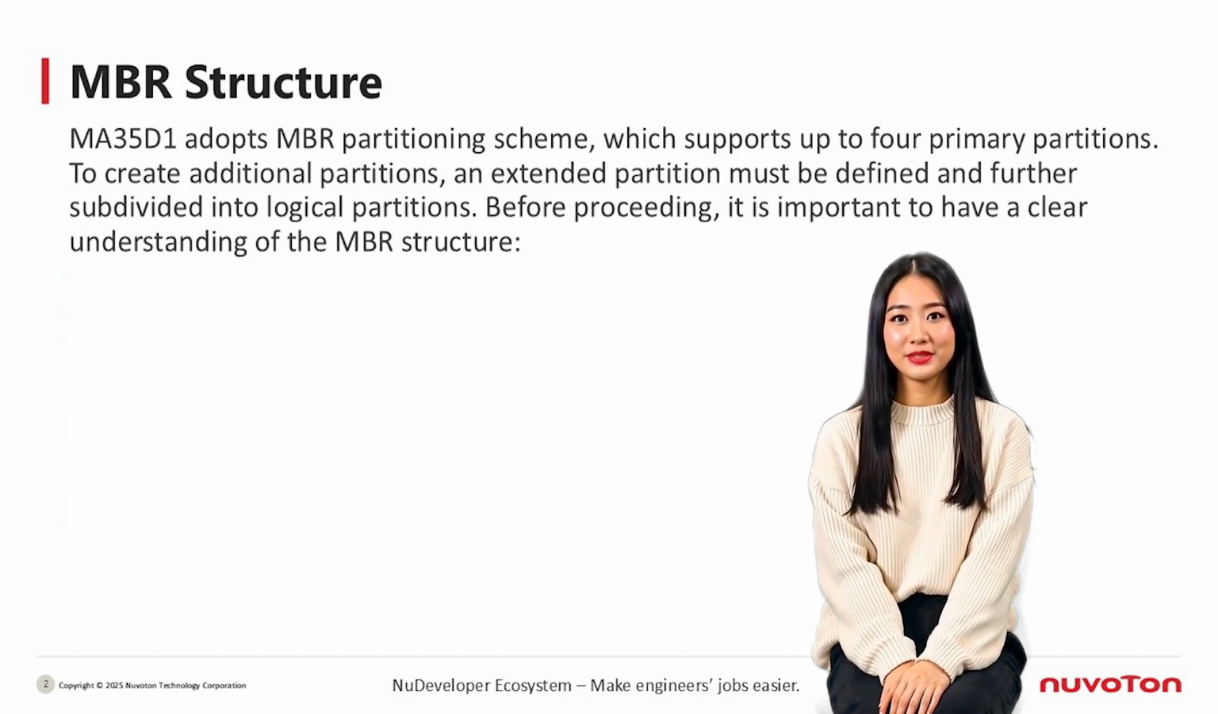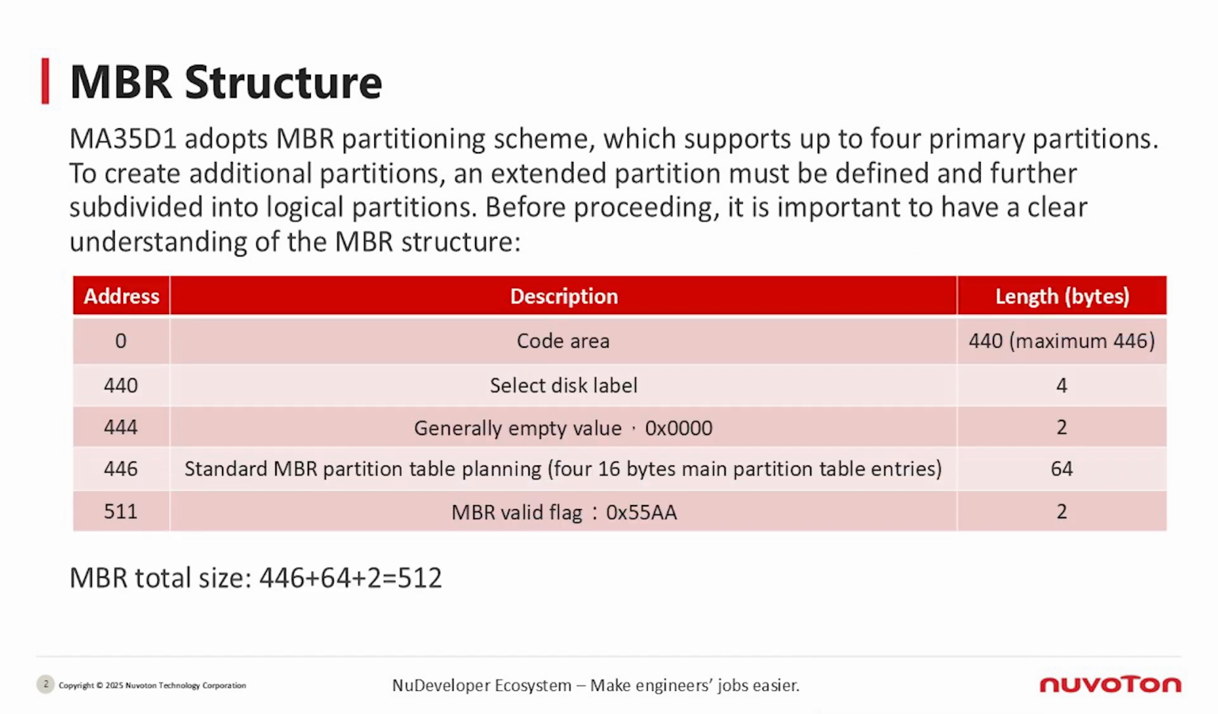Before proceeding, let's first understand the structure of MBR. Please refer to the table below. The MBR structure has a total of 512 bytes, comprising the following sections: the code area, disk selection flag, partition table planning, and flag. The maximum size of the code area can reach 446 bytes. Partition table planning occupies 64 bytes. The last 2 bytes contain the flag, 0x55AA. These parts together form MBR, with a total size of 512 bytes.